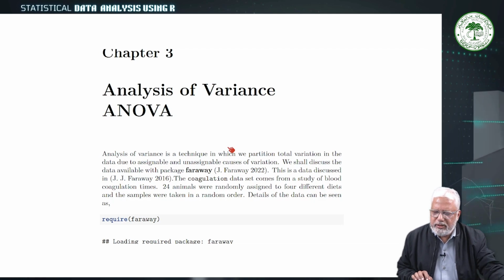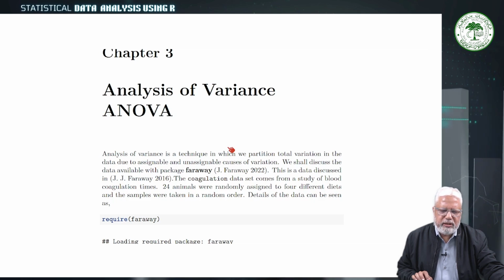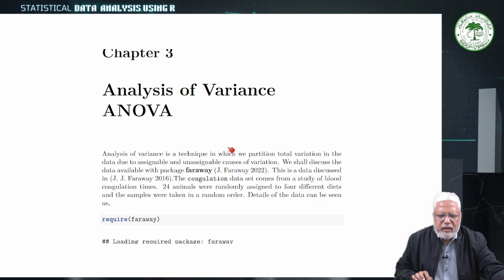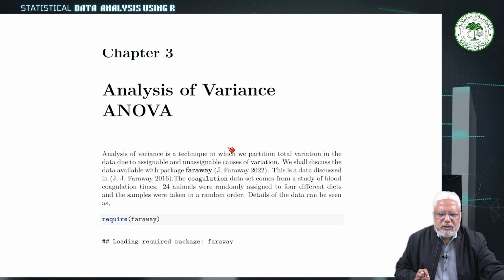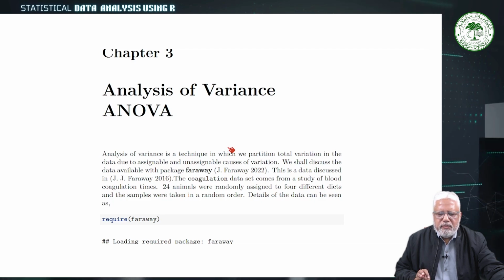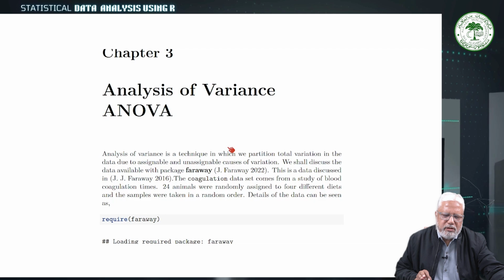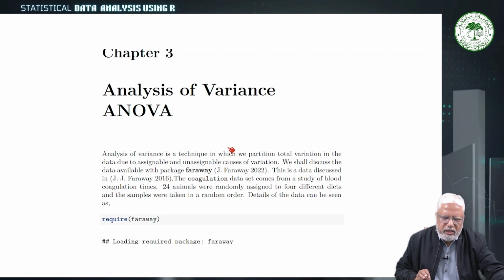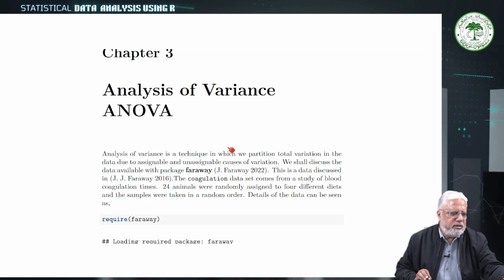This coagulation data set has been discussed by a great scientist, George Box. They discussed this data set in Box, Hunter and Hunter. The title of the book is Statistics for Experimenters. And the same data has been discussed in Gelman's book also in a different scenario. Gelman's book is Bayesian Data Analysis.